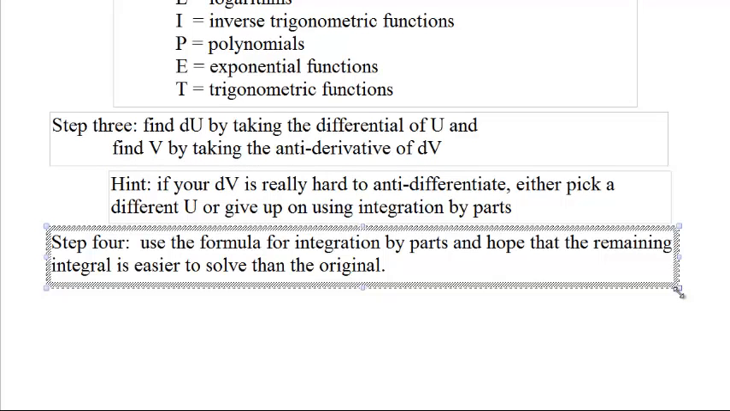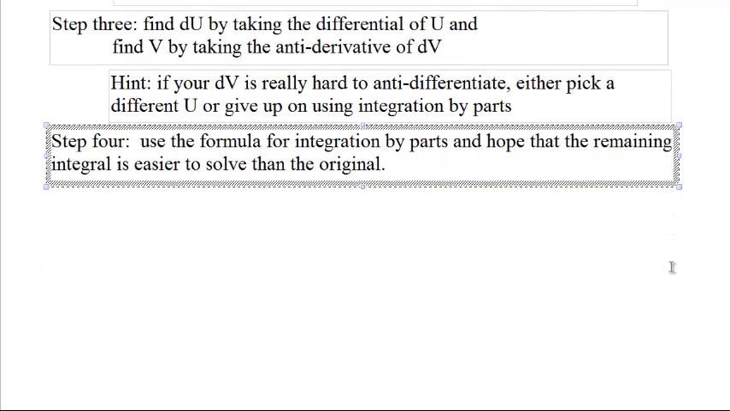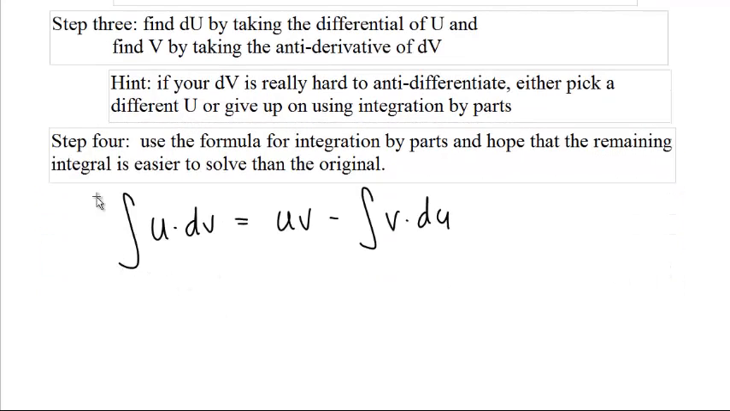Step 4. Use the formula for integration by parts that was derived in the last video and hope that the remaining integral is easier to solve than the original. You originally had some integral and you represented part of it with u and the rest of it with dv, so you have the integral of u dv. That's going to be uv minus a new integral.